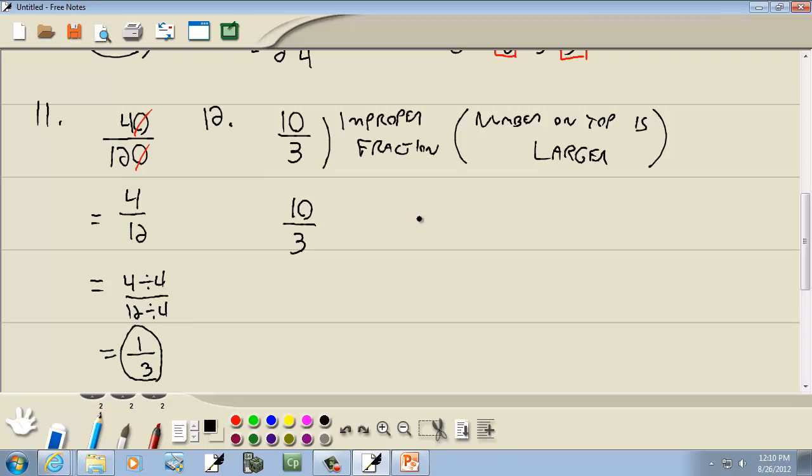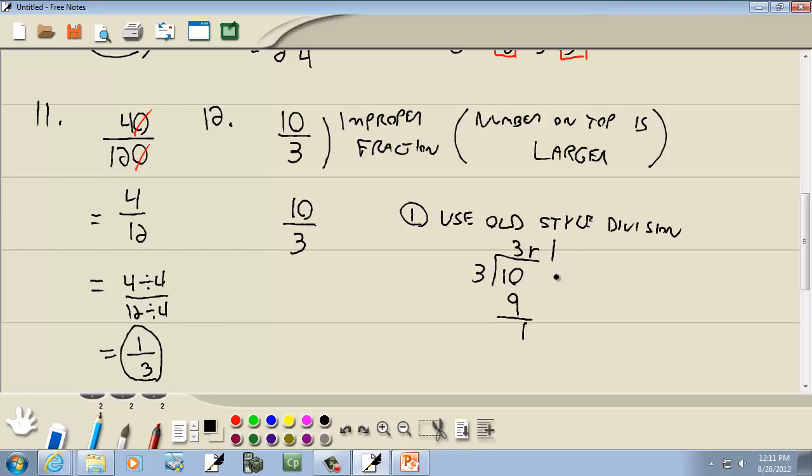Our first step: use old style division. So I'm going to take 10 and divide by 3. Now 3 goes into 10 3 times. 3 times 3 is 9, and then 1. Now we don't add any zeros on here. That's where we get into decimals. This is old style division. So our answer is 3 with the remainder of 1.